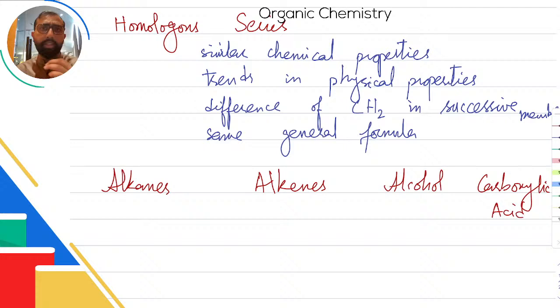But because you know that they have similar chemical properties, they have trends in physical properties, they have the same general formula, they have a difference in CH2, you should be able to apply this regardless of whether you are familiar with that homologous series or not. Because what's the key difference? One carbon, two hydrogen. Add them and you get the next one.